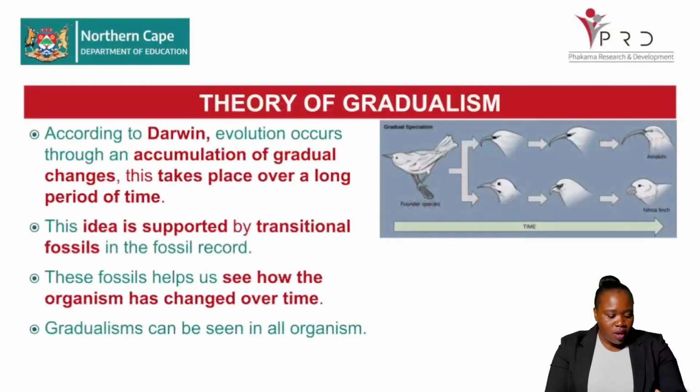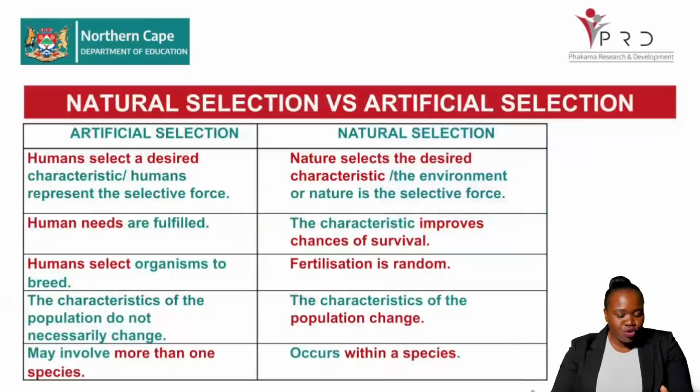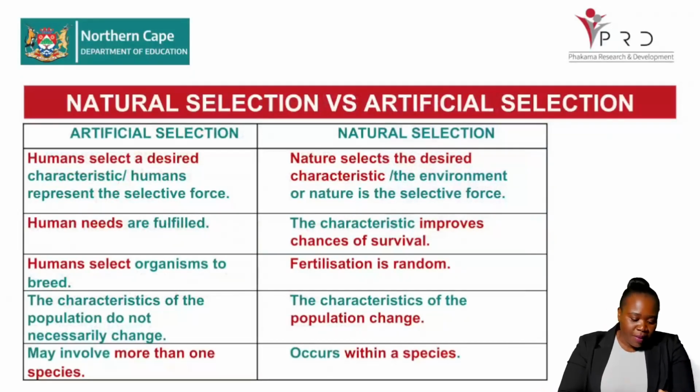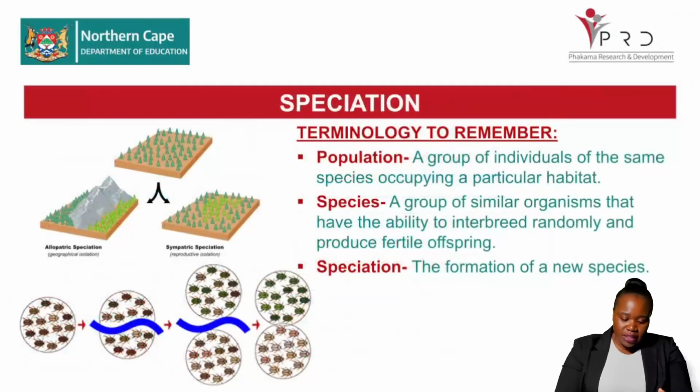Okay. And then you should also be able to differentiate between artificial selection and natural selection. We're not going to look at that a lot, but you should know that with artificial selection, humans are mostly involved, whereas with natural selection, nature would be the driving force of that. Then let's move on to speciation. Remember, here we're looking at the formation of new species. Know these three definitions: the population, the species, and the speciation.